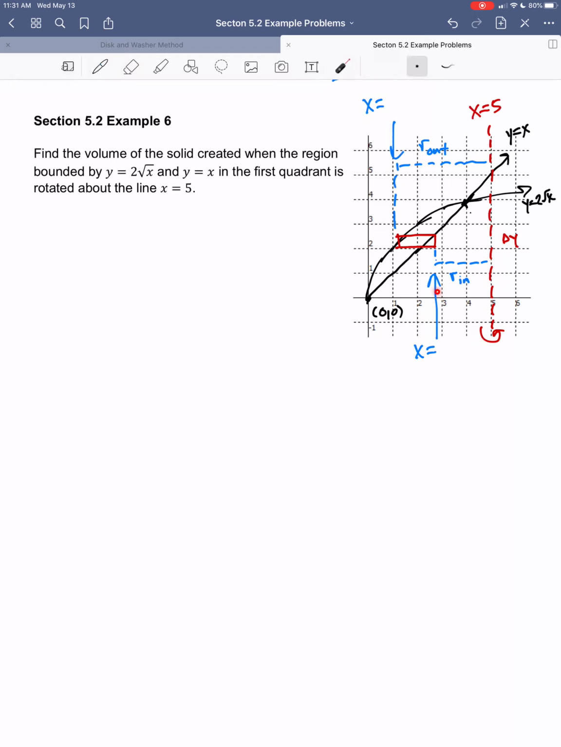Well, this x-coordinate is the right side of the rectangle. That's along the straight line. The x-coordinate there is equal to just y. This x-coordinate is the left side of the rectangle. That's on the curve. The curve has the equation y equals 2 square root of x. To find the x-coordinate, I need to solve this equation for x. So we get x equals y squared over 4.